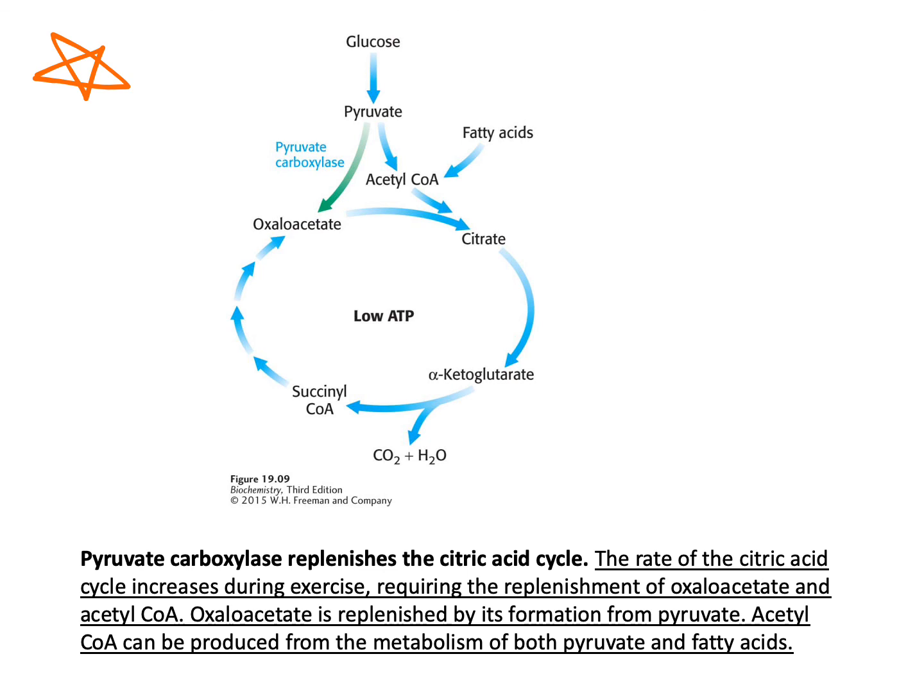The rate of the citric acid cycle increases during exercise, which requires the replenishment of oxaloacetate and acetyl-CoA. Oxaloacetate can be replenished by being formed from pyruvate, catalyzed by pyruvate carboxylase. And acetyl-CoA can be formed from pyruvate or fatty acids.